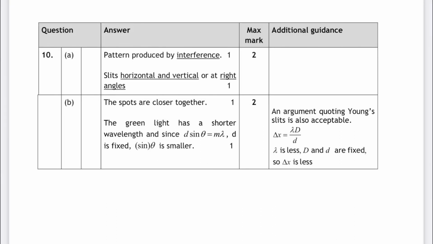There's the SQA marking instructions. For part A, the pattern is produced by interference for 1 mark, and that's due to the horizontal and vertical lines on the windscreen for the 2nd mark. And for part B, on the right hand side of the marking instructions, we used the double slit relationship, but you could of course have used the higher relationship m lambda equals d sine theta, and if lambda is smaller then sine theta will be smaller because small d is constant.